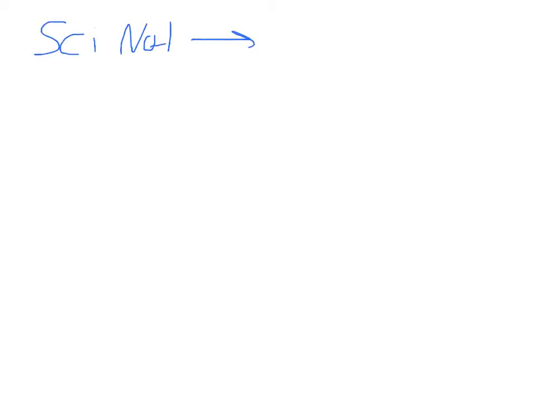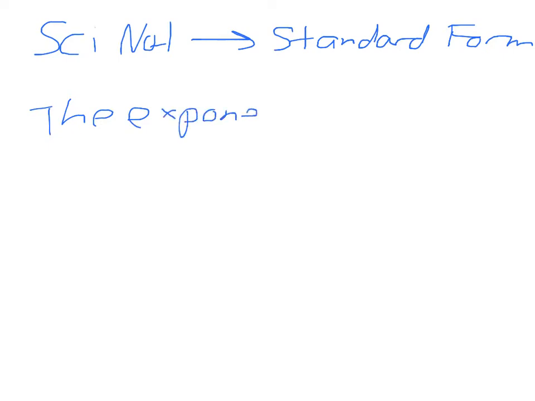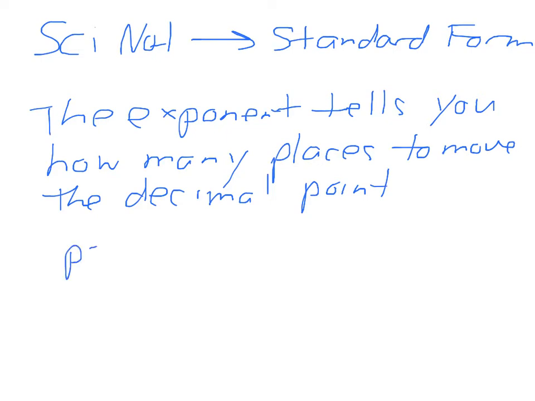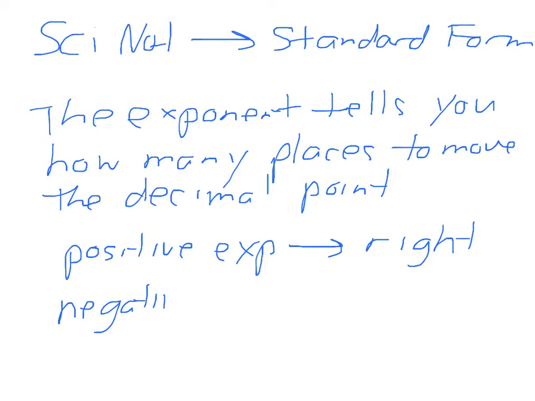So let's kind of write this down. Scientific notation to standard form. The exponent tells you how many places to move the decimal point. Positive exponent means move to the right. Negative exponent means move to the left.